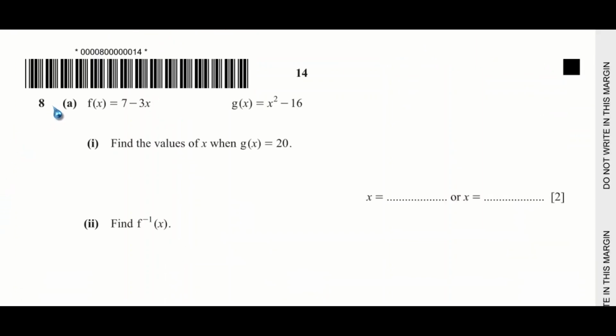So question 8. Okay, f of x equals to this, g of x equals to this. Find the values of x when g of x equals 20. So that is x squared minus 16 equals 20. So add 16, add 16. So x squared equals 36. So x equals plus or minus 6, negative 6, positive 6.